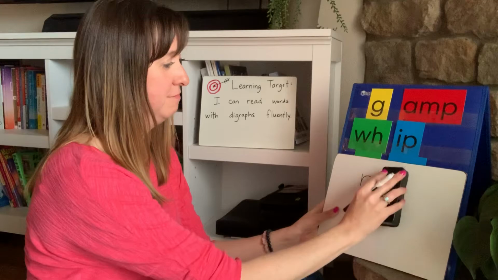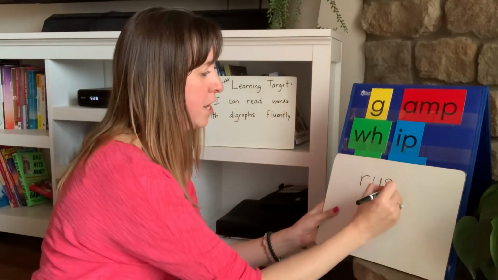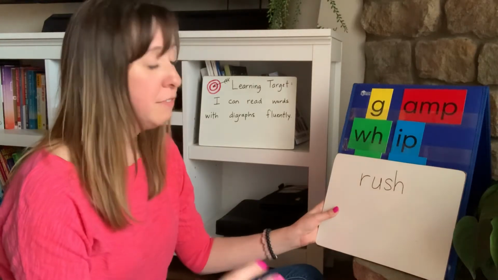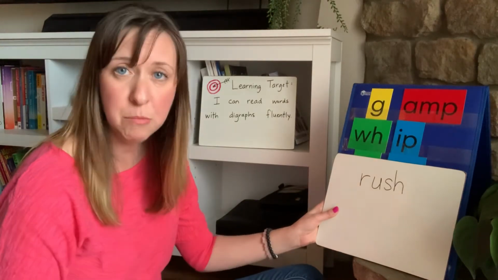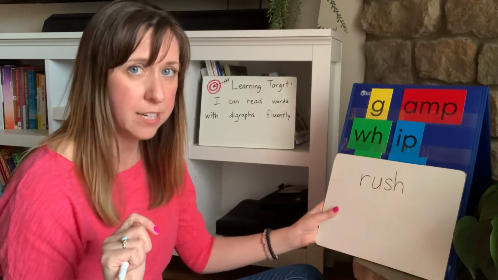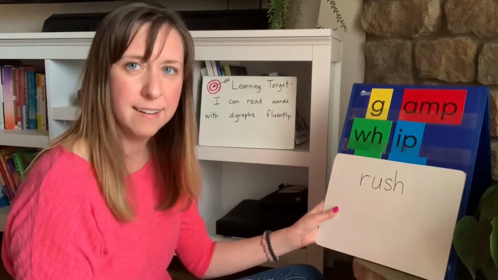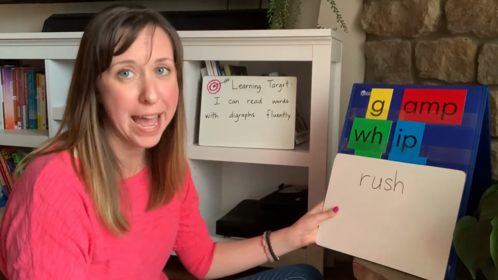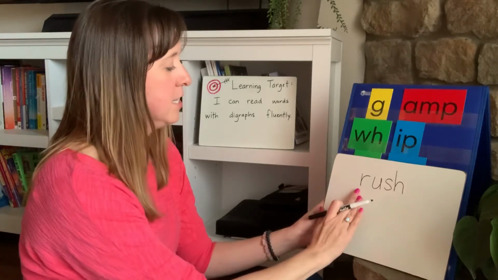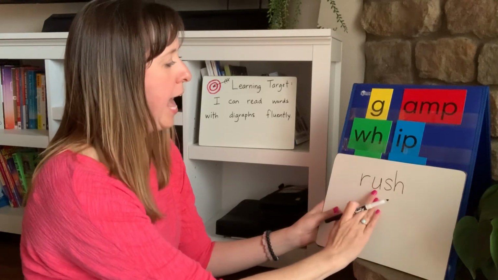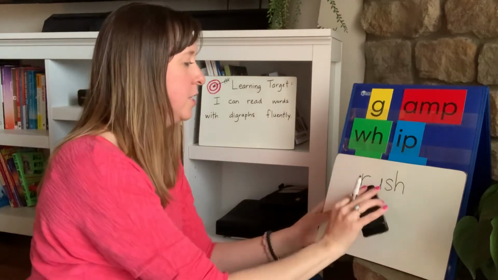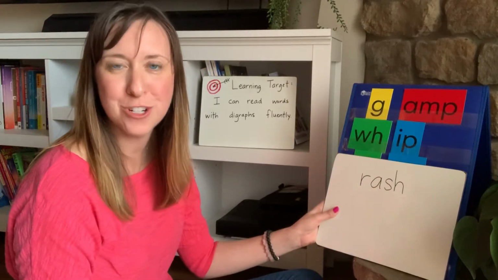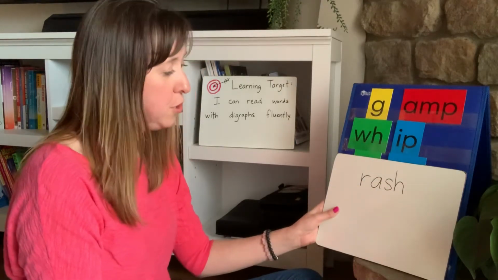Rush. There's my digraph again, that SH digraph. Friends, if I'm going too fast for you, you can pause it at any moment and then just push play again when you're ready, okay? You don't have to rush through it with me. Ha ha ha. Rush, you get it? All right, now change rush to rash. Stays the same. Ash, ash. I know what changes. Ash, rash.